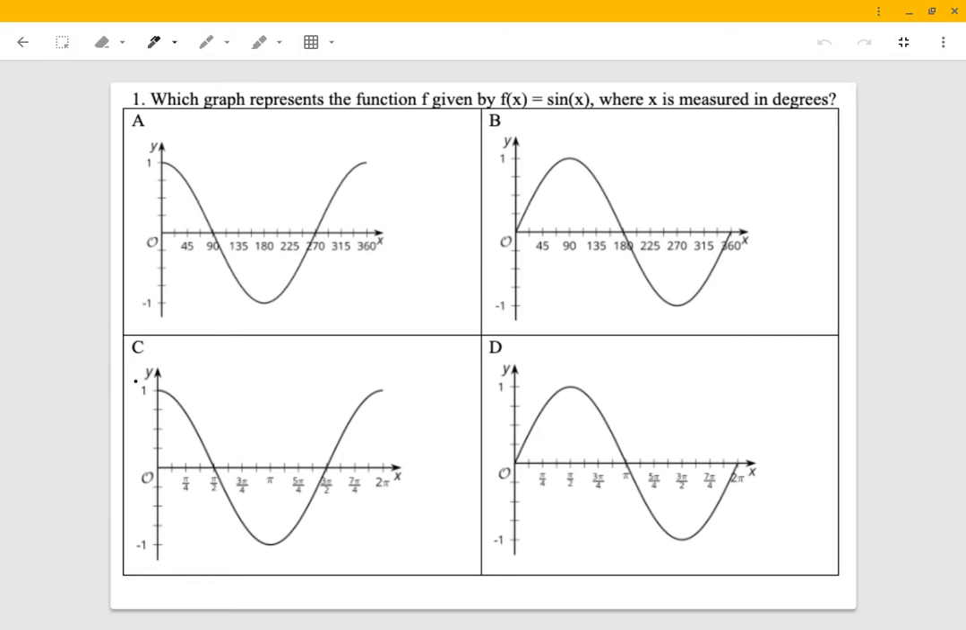So A and C here represent cosine, whereas B and D represent sine. The graph of sine, the cycle starts and ends at 0. It starts at 0, goes up to 1, down to -1, back up to 0. So in summary, cosine, the cycle begins and ends at 1. Sine, the cycle begins and ends at 0. So B and D represent graphs of sine.